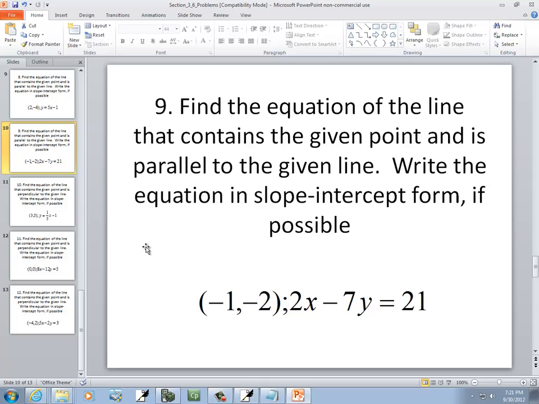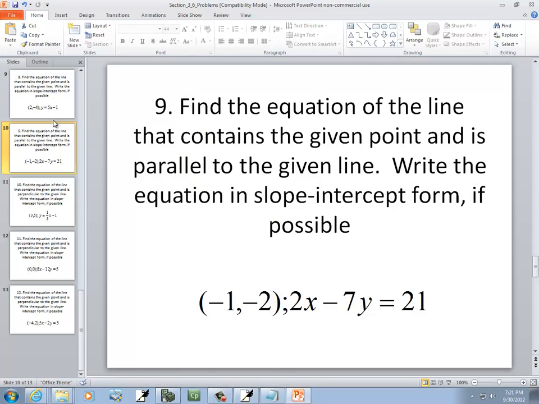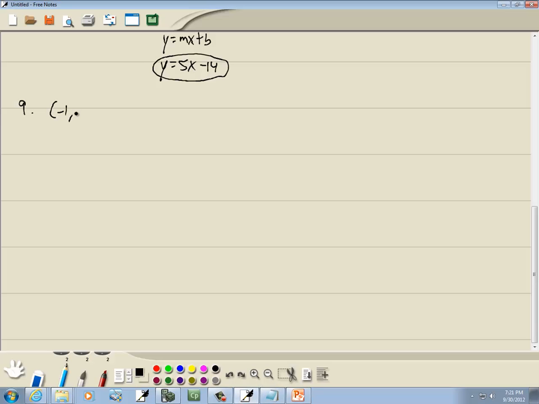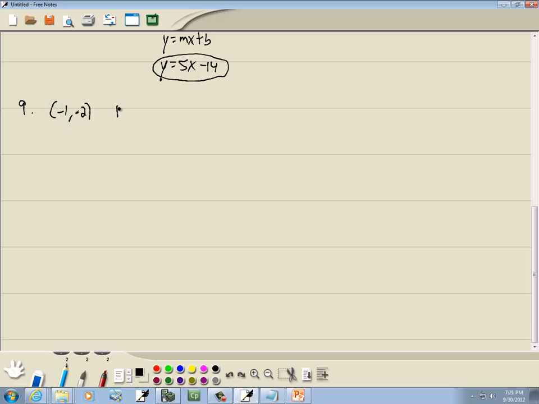Let's take a look at another one. We've got -1, -2, and it's parallel to 2x minus 7y equals 21. Step 1 is to find m.